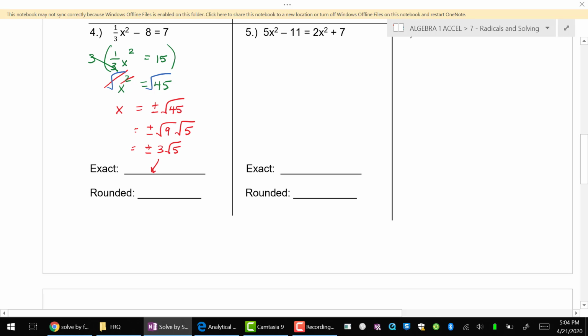There's my exact answer. The rounded answer, again, I'm going to type in the calculator to find out what 3 times radical 5 is equal to. And my answer is 6.708, or I'll round that to 6.7. Let's call that 6.71. And it's plus or minus, rounded to 2 decimal places.